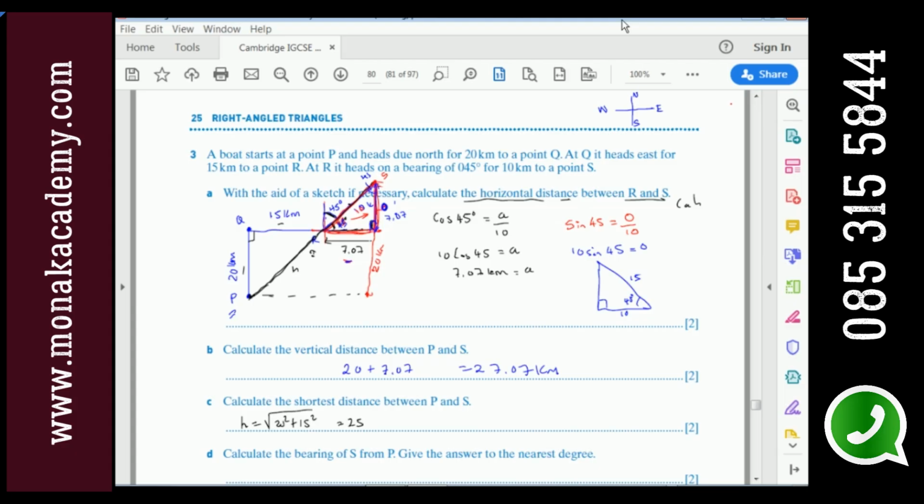But that's just half the job done, right? Because now you know this is 25. Do you know this other part? From R to S, we know already that it is 10. So what is the total distance? 25 plus 10 gives us 35. We know 25 and we already know that R and S is 10, heads on a bearing of 45 for 10. So we know it's 10. 25 plus 10 gives us 35.